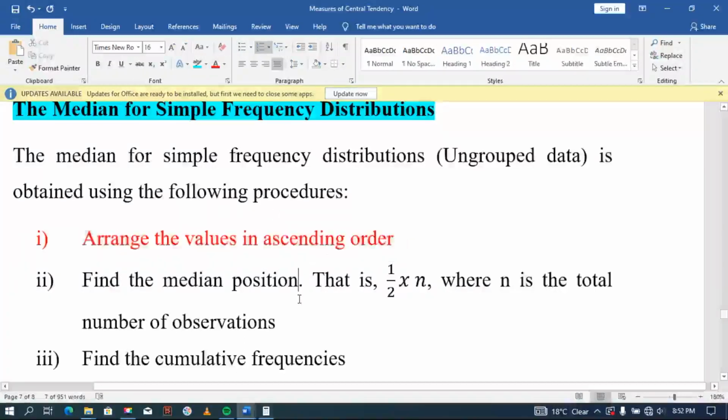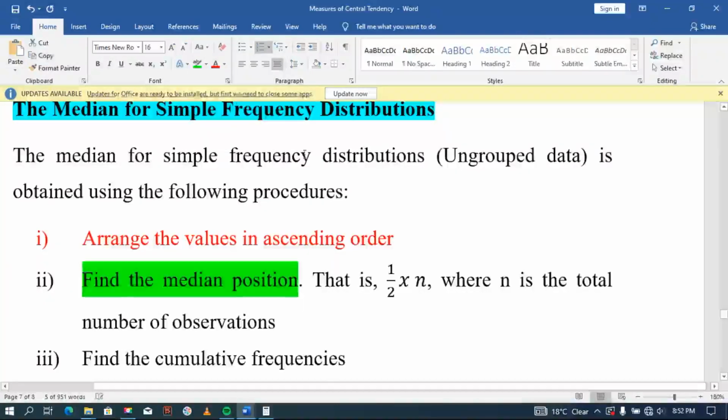Then from that point we find the median position. What is our median position? The median position is obtained by this formula, a half of n. Why do we use a half? We use a half because the median divides the distribution into two equal parts. A half of n, where n is the total number of observations, n is the total frequency. Then after, we find the cumulative frequencies. So we'll create a column for cumulative frequencies.